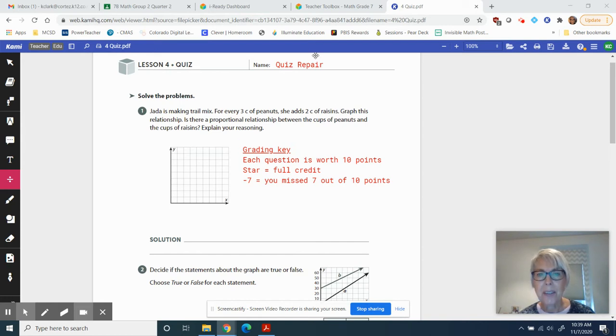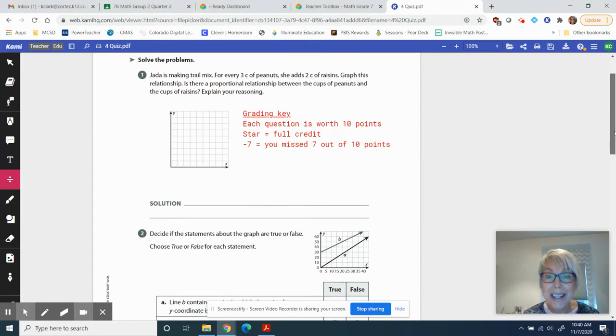Up here, this is called quiz repair. It looks just like the quiz that you have on the desk in front of you. This is the grading key. Each question is worth 10 points. A star by that question means that you got all 10 points possible. If you have, for example, -7, it means you missed 7 out of those 10 points, and with your quiz repair, you can get some points added back if you show your work and you're thinking carefully. If you have a -2, it means you missed 2 out of 10. It means you got 8 points right.